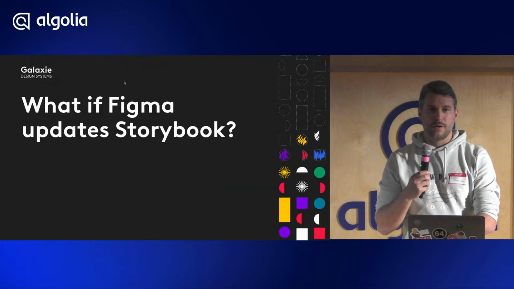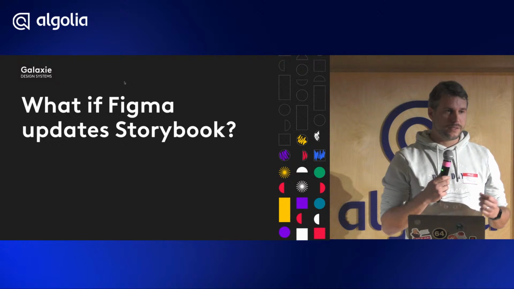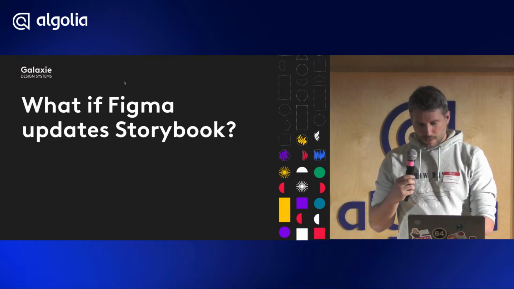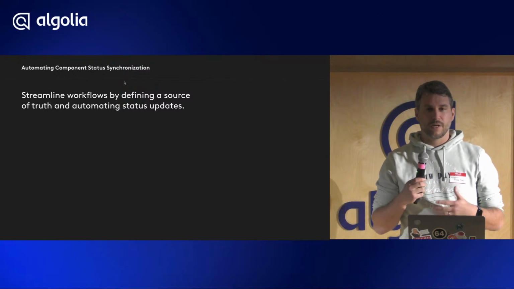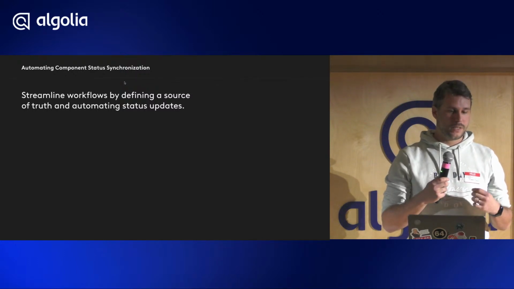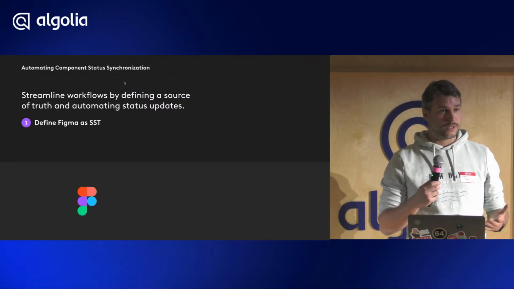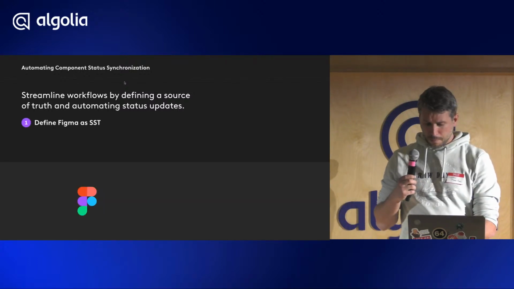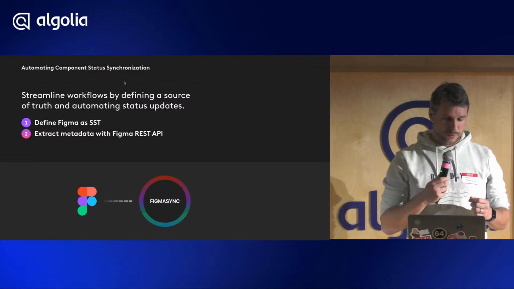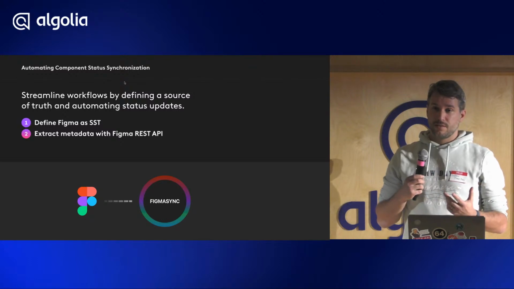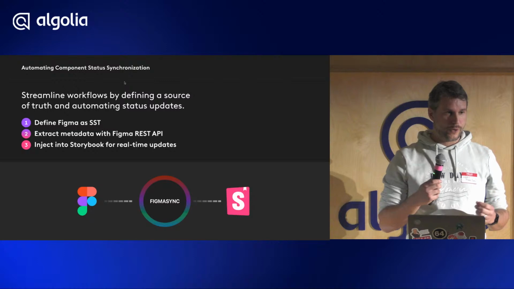But how to fix it? How to make it easier? What if Figma updates Storybook? It would be easier. For it, we'll have to streamline workflows by defining a source of truth and automating the status update. First, we'll have to define Figma as an SST. We'll have to extract metadata from Figma with the REST API, and inject this data into Storybook for real-time updates.